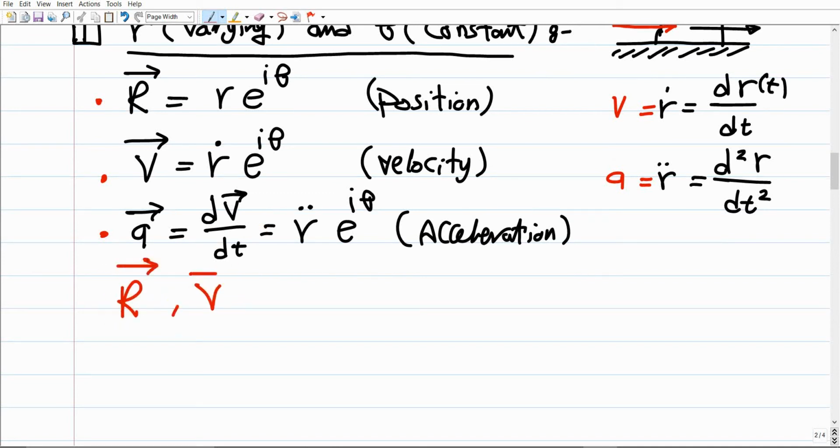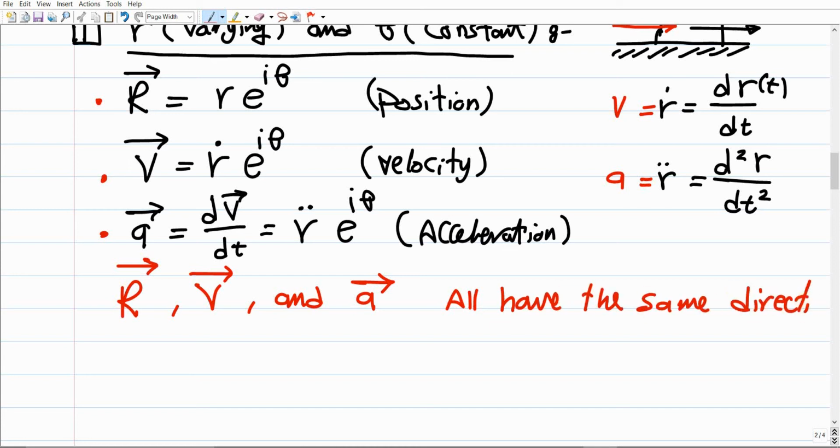So this is a good piece of knowledge to understand: for this case, the r vector, v vector, and acceleration vector all have the same direction. Make sense? This is the first case, and it is a very simple case.